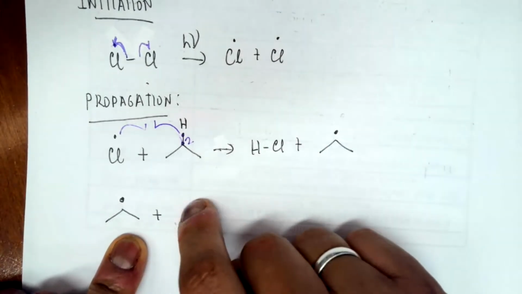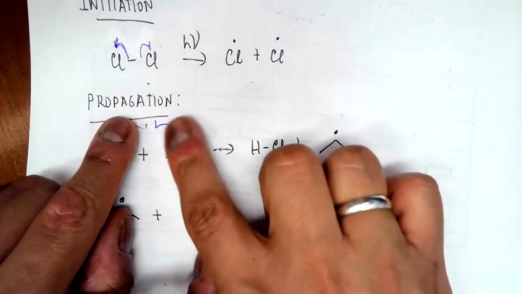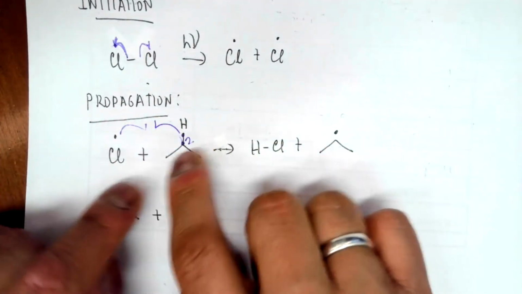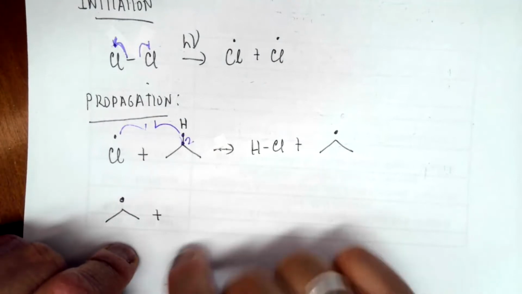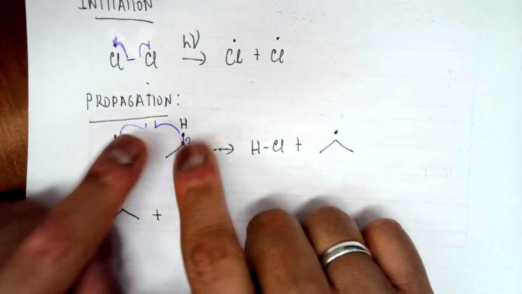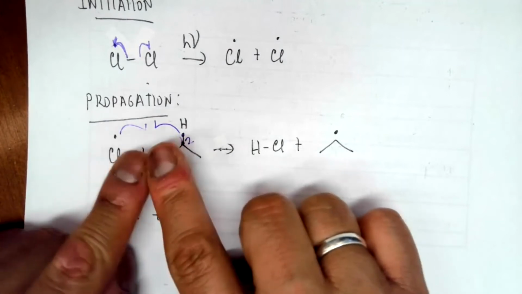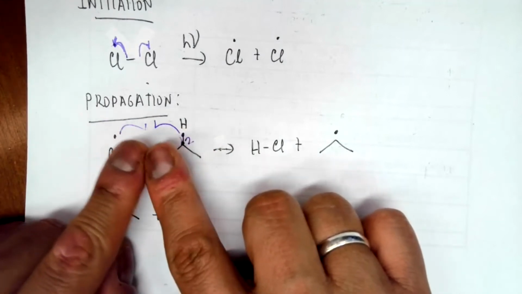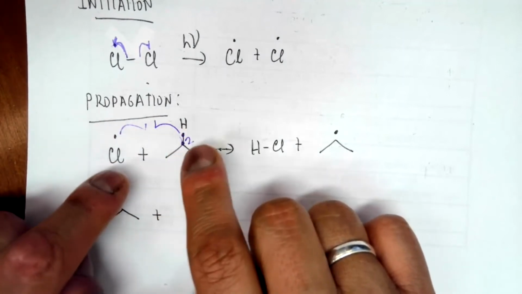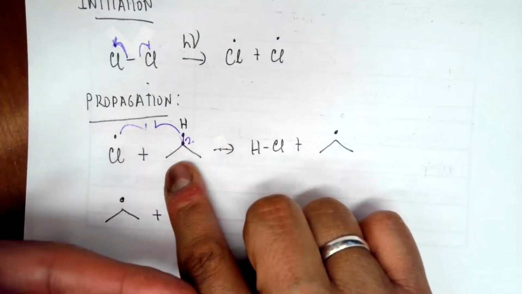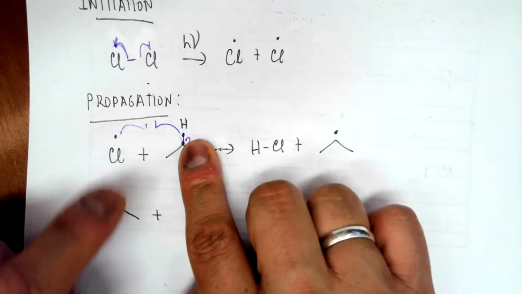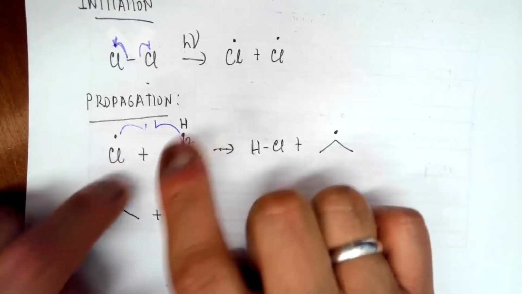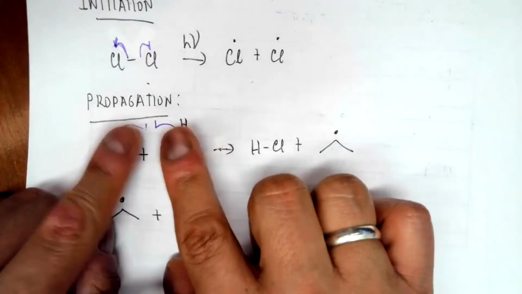No. Why? Because in propagation, you only make react neutral compounds with radicals. Radical with neutral. Neutral with radical. You cannot make two radicals react in propagation. Two radicals never react in propagation. You make two radicals react in termination, not in propagation. Propagation is neutral with radical, radical with neutral. Any manner that you want, but it always has to be different.